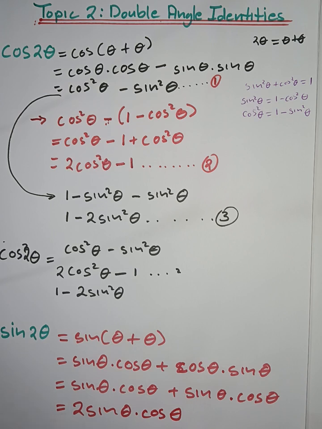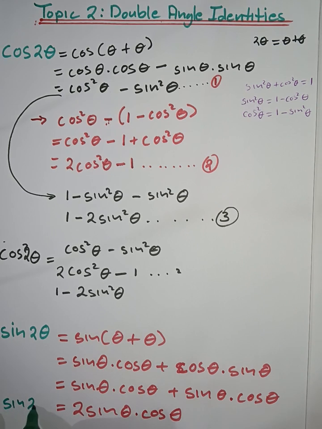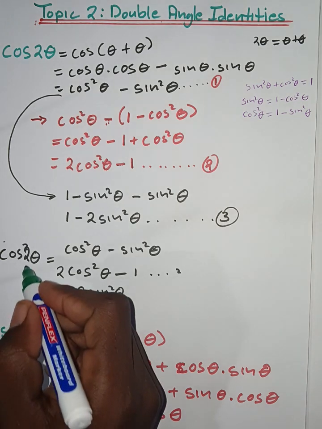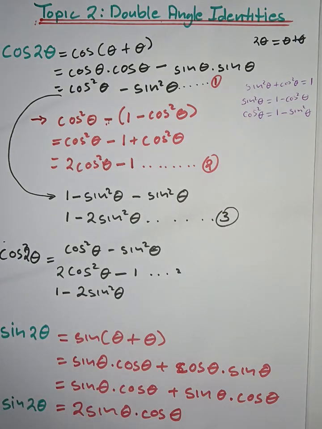So this is the double angle identity for sine that we have in grade 12. This would be sine of 2 theta in this case. The sine double angle identity doesn't have other versions. It's not like the cos double angle identity, which has 3 versions. This one has only one. So that's what you need to note.